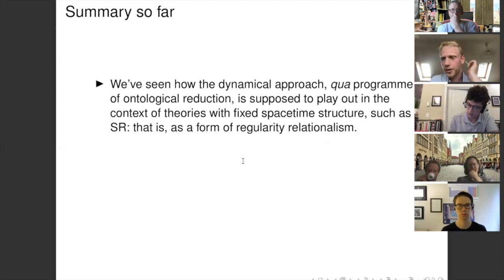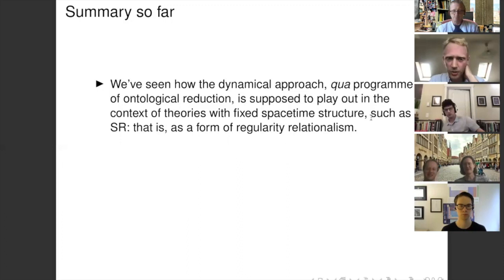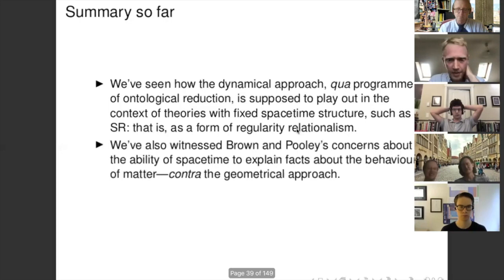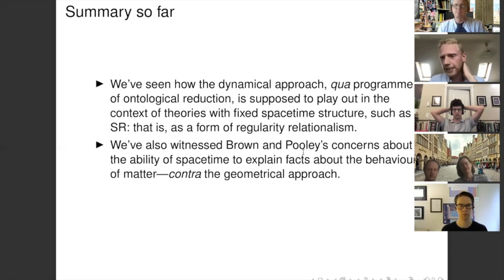Okay, so to summarize so far, and then I'll take a brief break for discussions. So up to this point, we've seen how the dynamical approach as a program of ontological reduction is supposed to play out in the context of theories with fixed space-time structure, namely as a form of regularity relationalism. And we've also seen Brown and Pooley's concerns about whether space-time can explain why dynamical symmetries are what they are. And it's the second thing which I want to talk about now in the next section, but I will just pause for any questions there if there are any.